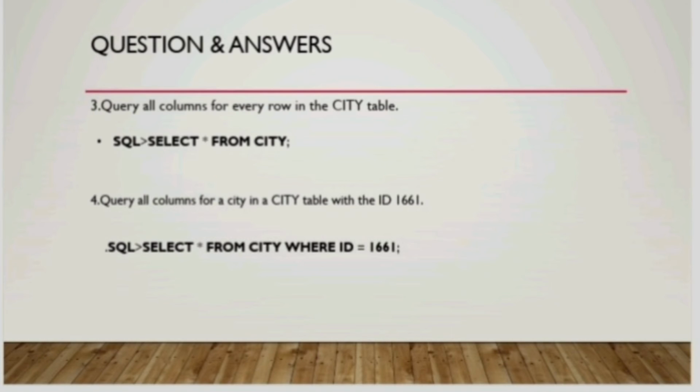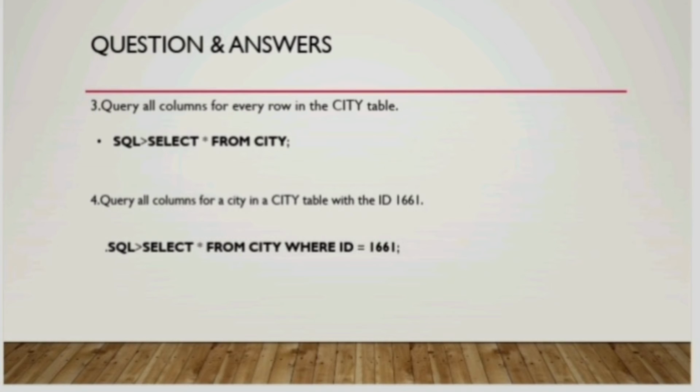The next query is, query all columns for every row in the city table. That means all the data in the city table. So here the answer comes as select * from city; Star stands for all the fields and rows in the table.